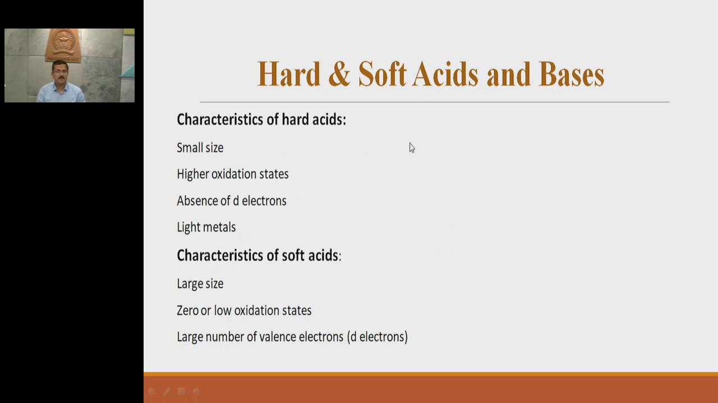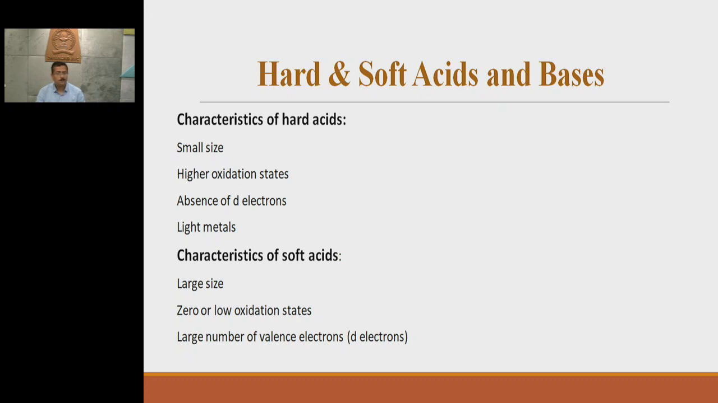We first understand the different characteristics of acids and bases, in which we first see the characteristics of hard acids and soft acids. Hard acids are smaller in size, have a higher oxidation state, and have an absence of d electrons, and therefore have fewer valence electrons. Also, hard acids are light metals.